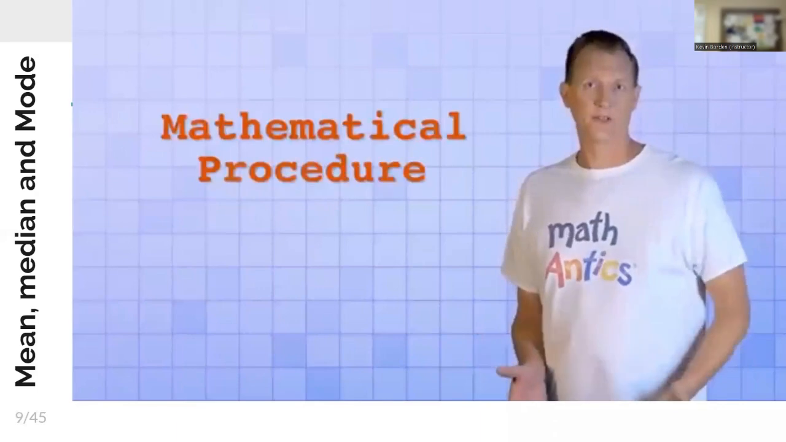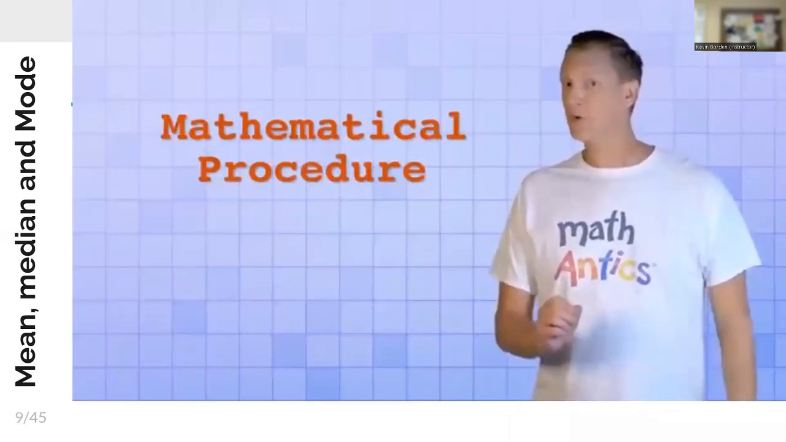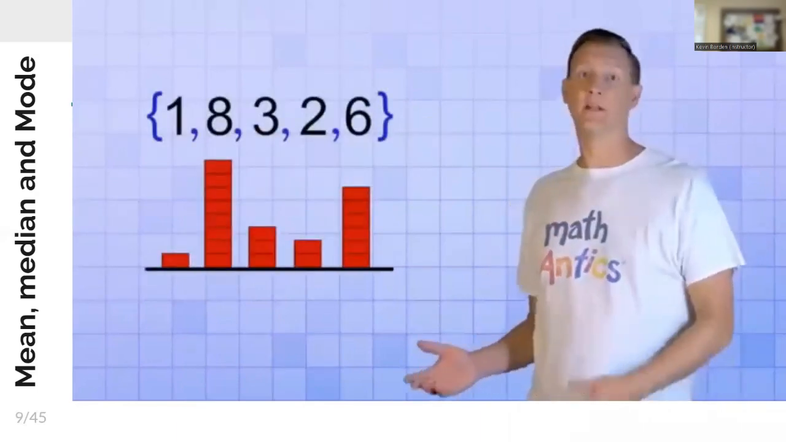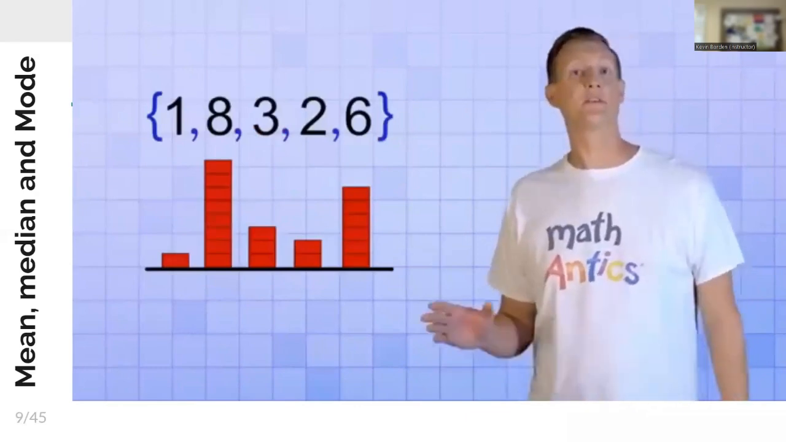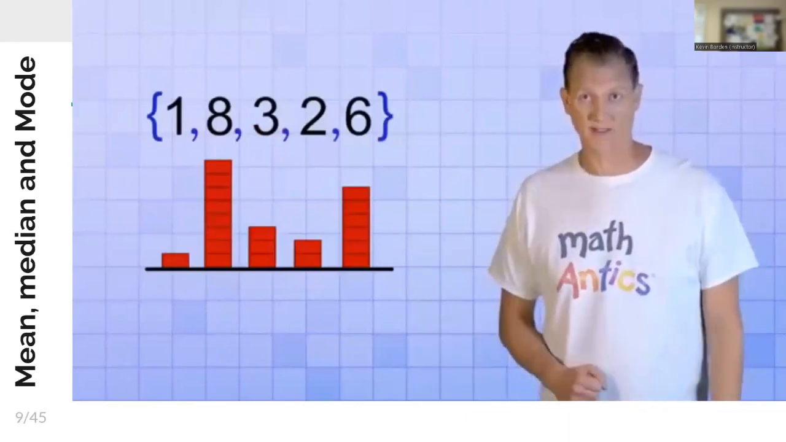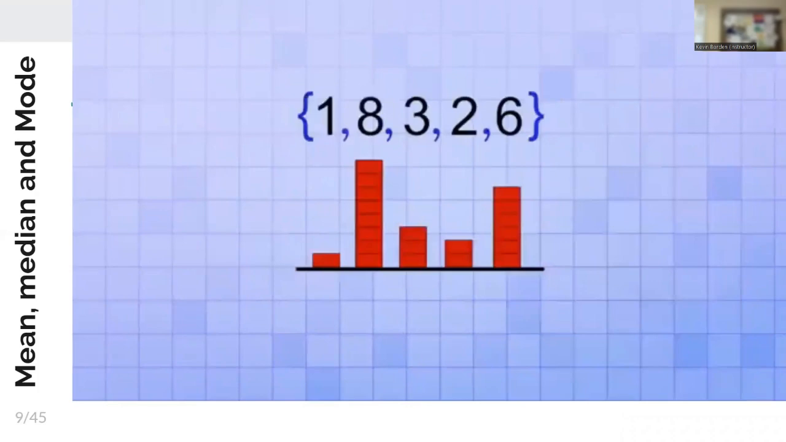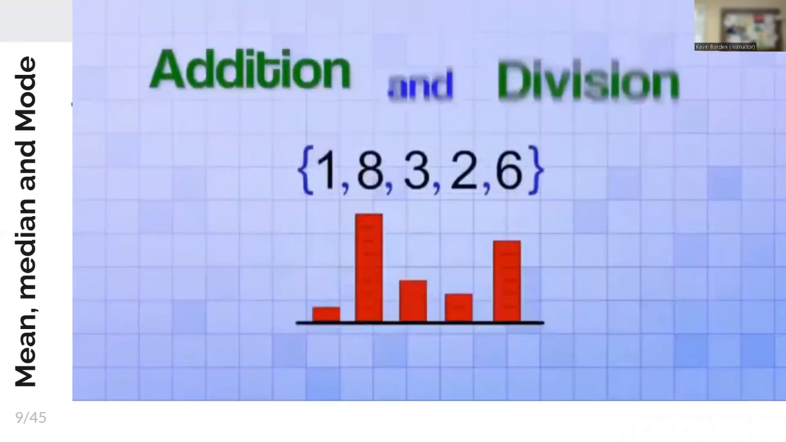To learn the mathematical procedure for calculating the mean, let's start with blocks again. But this time, instead of using trial and error, let's use a more systematic way to make the stacks all the same height. This way involves a clever combination of addition and division.